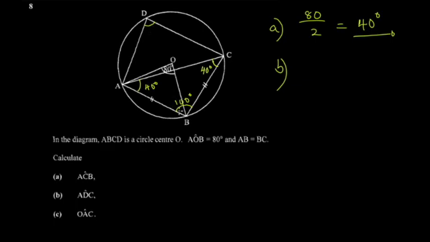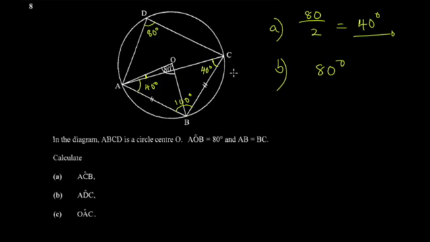Okay, and then here, this one ABCD, it's a cyclic quadrilateral. So if it's a cyclic quadrilateral, these opposite angles must be supplementary. They add to 180. Okay, so these angles add to 180. So this one must be 180 minus 100. So you actually get 80 degrees here. Then OAC, which means this is the angle that we're looking for.